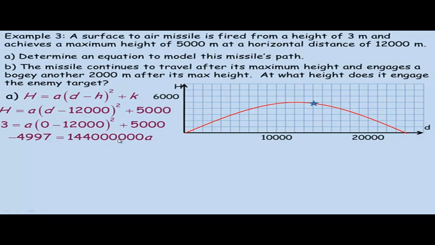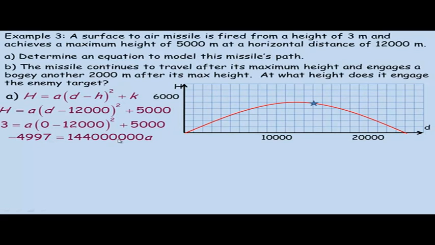It's actually 144 million, sorry, negative 12,000 squared. So we would divide out the 144 million, and that's the exact value for a. I would probably write it as a decimal to several decimal places. It's approximately negative 0.000035. So we would substitute that in place of a in the equation, and so that's an equation that would model this missile's path. And it's the equation we're going to use to answer question B.